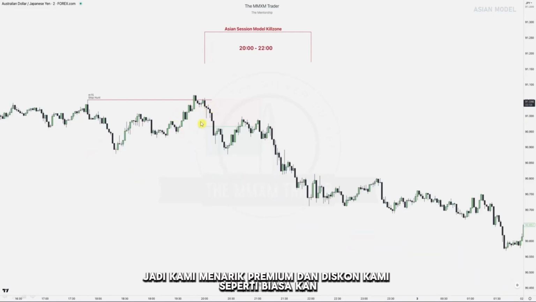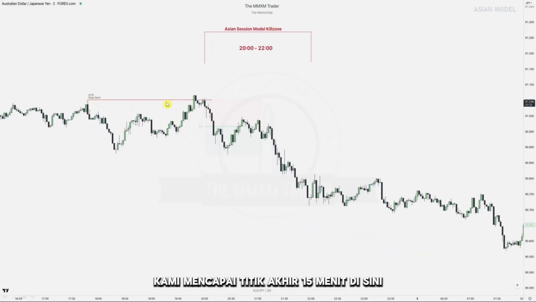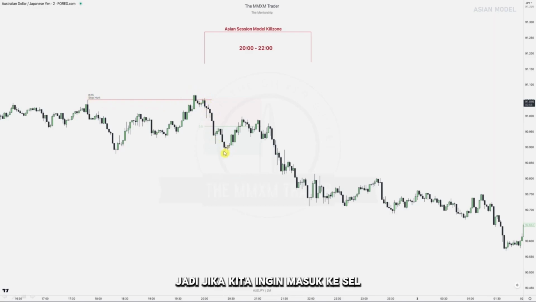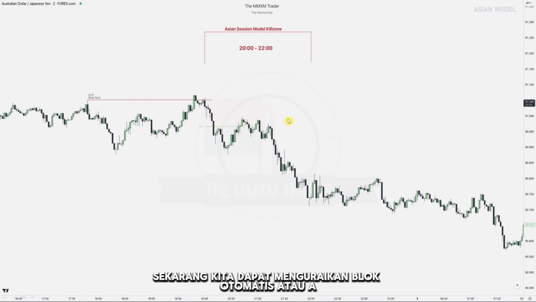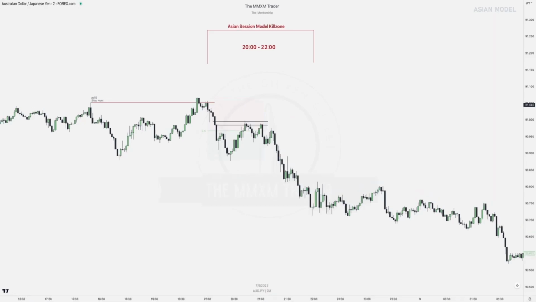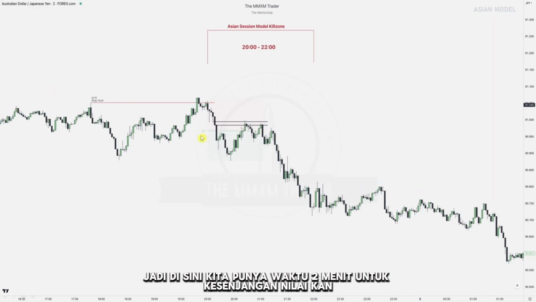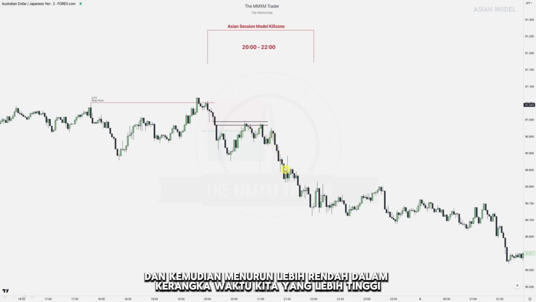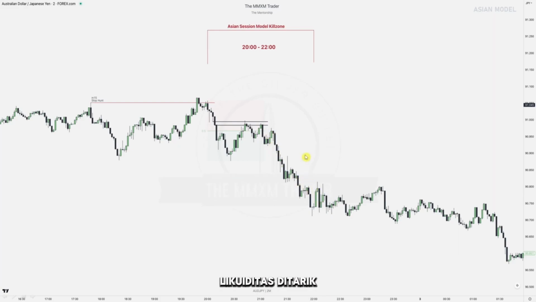So we draw out our premium and discount as always. We had that 15-minute stop hunt over here. Now this is our dealing range high and our dealing range low. If we want to enter on a sell, we want to be in premium levels. We don't want to sell in discount, we want to be in premium, which is up here. Now we can outline an order block or a fair value gap after that break of structure, and that should be a solid entry point. Over here we've got a 2-minute fair value gap. And you can see price draws back into premium, then respects it, dips in one more time, and then declines lower in our higher time frame draw on liquidity.